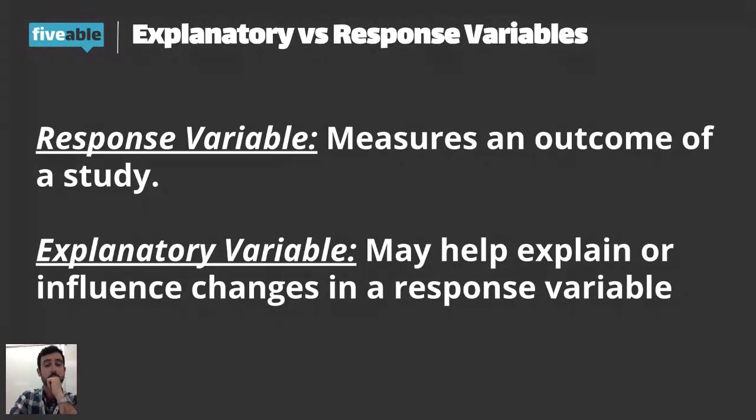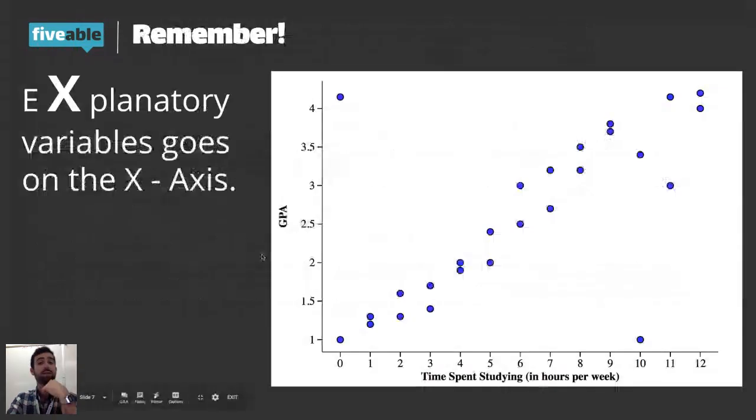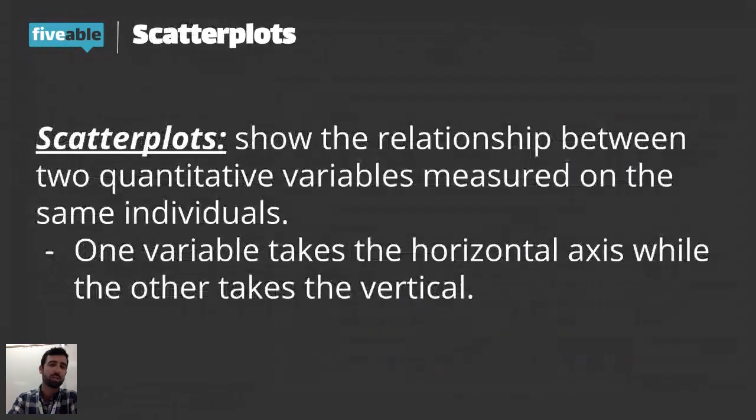And that's how I usually help students remember what goes where. The explanatory variable goes on the x-axis, so your response will go on the y-axis. That kind of brings us to the definition of a scatterplot. A scatterplot shows the relationship between two quantitative variables measured on the same individual.